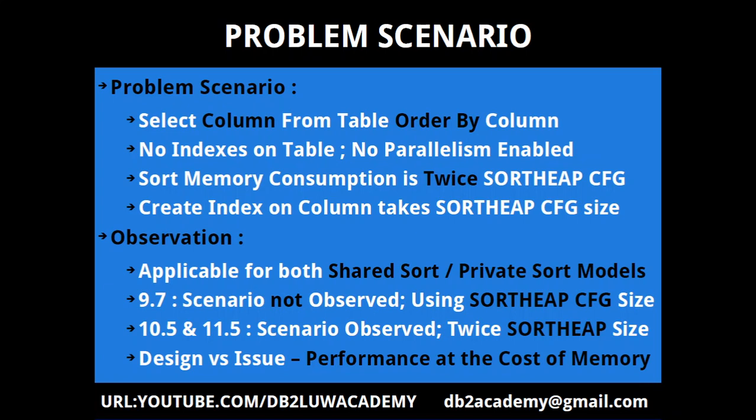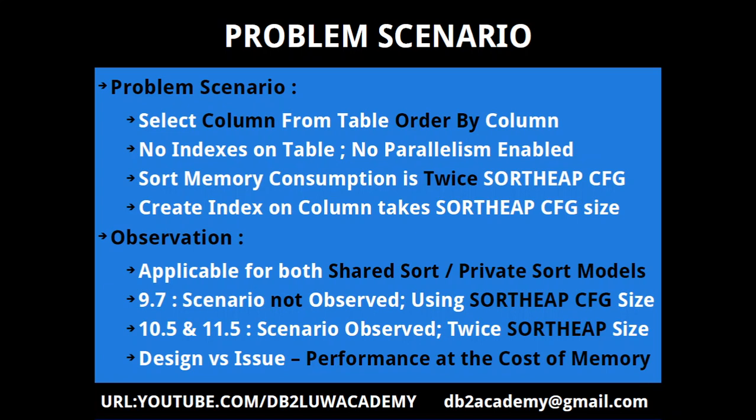And this is the problem scenario. You have a select query, like select column from table order by column name. Again, there are no indexes on the table. There is no parallelism enabled, and we can observe that the sort memory consumption is twice the sort heap configuration size, like the db cfg parameter.